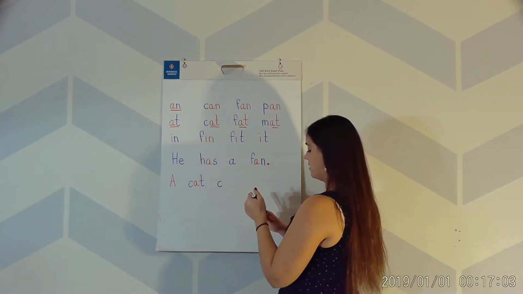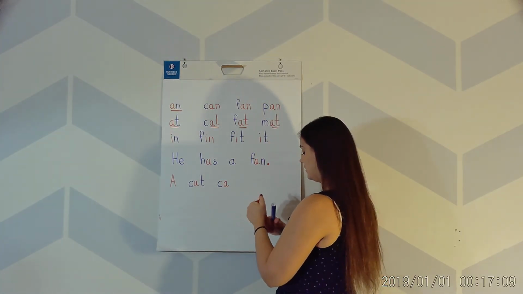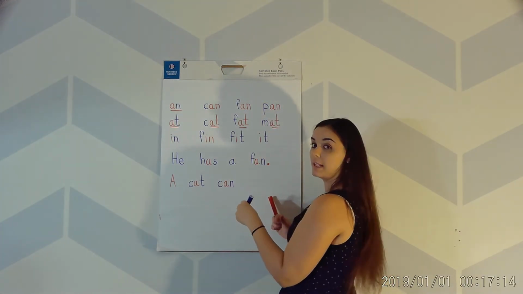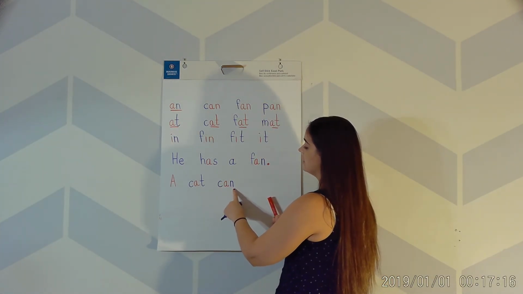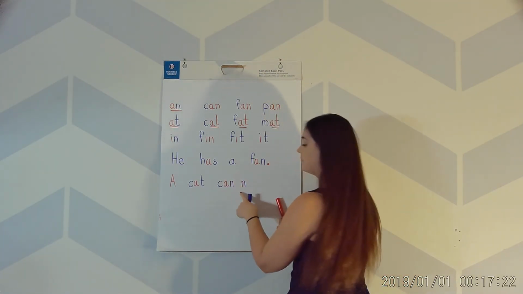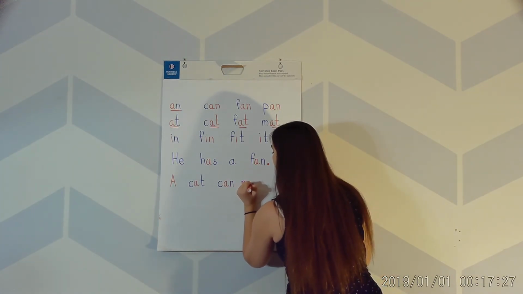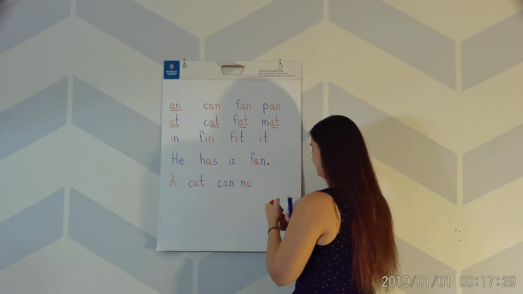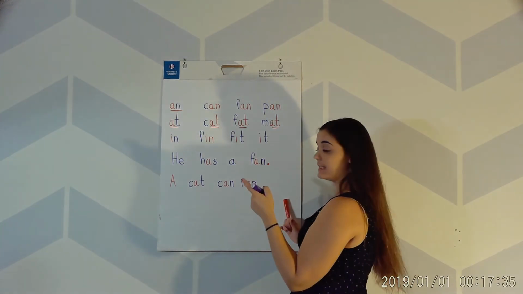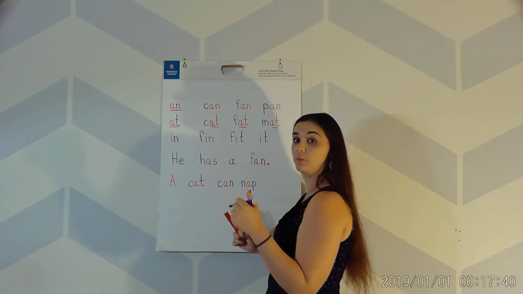C says k. A says a. N says n. Let's blend. K, a, n. Can. N says n. A says a. P says p. Let's blend. Nap. Nap. Alright, let's go ahead and read our sentence.